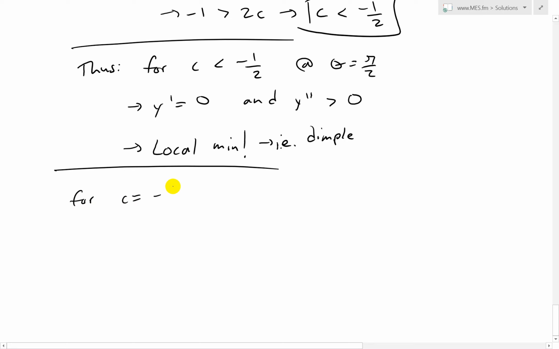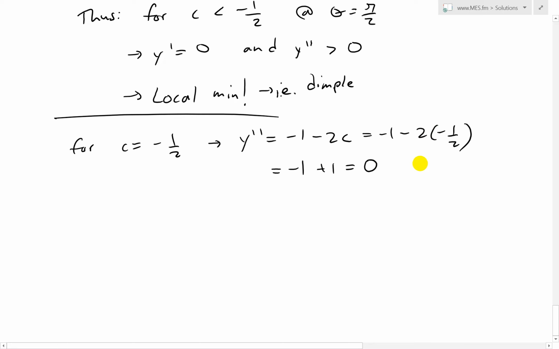And again, for c equals negative 1 over 2, what we'll notice is that y double prime equals negative 1 minus 2c equals negative 1 minus 2 times negative 1 over 2. So this equals negative 1, now the negatives cancel, the 2's cancel, becomes positive 1. That equals 0. And again, same exact thing. We have a flat line like that, i.e. no dimple. And there's our proof for that part there.